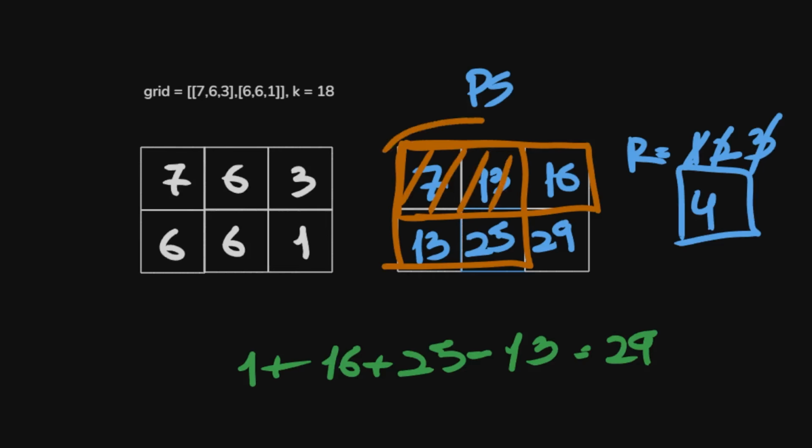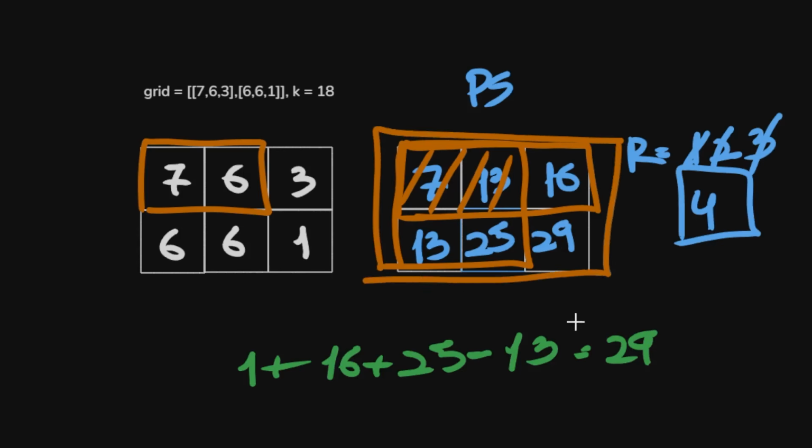So we need to subtract the accumulated number up to this position. This 13 is the result of 7 plus 6. That's what we are subtracting here, okay? Given that we are repeating this rectangle, we need to subtract one rectangle, so we subtract 13. That's how we reach 29, which corresponds to the sum of every element in the grid.